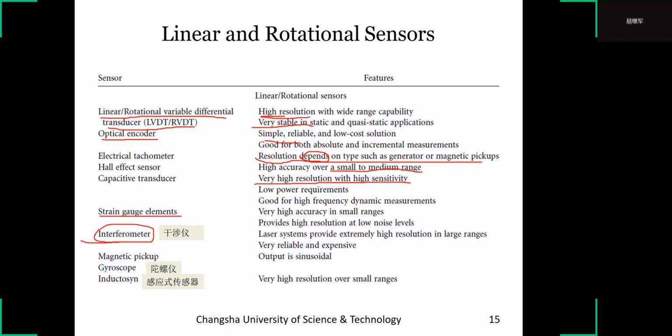Interferometer, not listed here, last listed before. Just to give you some features: the laser systems provide extremely high resolution in a large range, very reliable, and expensive. Very inexpensive in many machines we use.